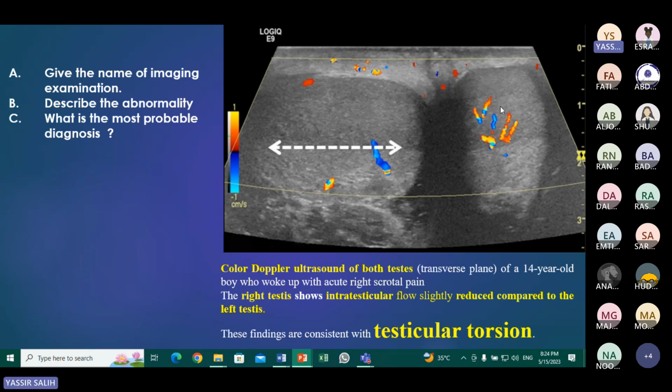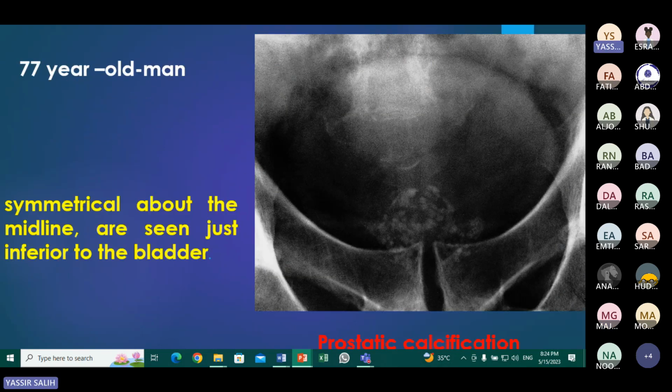Notice that there is more vascularity here and less, or reduced, here. So what is the diagnosis? Patient presents with scrotal pain and swelling. Testicular torsion. Yes, testicular torsion.